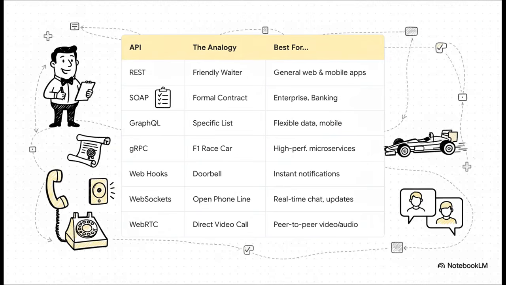At the end of the day, this all comes down to just using the right tool for the right job. Building a general-purpose website? Your friendly REST waiter is probably your best bet. Handling secure bank transactions? You absolutely need SOAP's formal contract. Need to make all your internal services talk to each other at light speed? Time to get in the gRPC race car. And for anything happening in real time, you've got your choice of doorbells, open phone lines, and direct video calls. Each one is a specialized tool with a very specific strength.